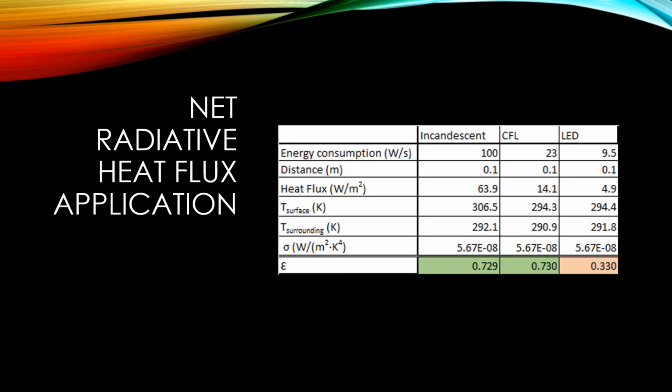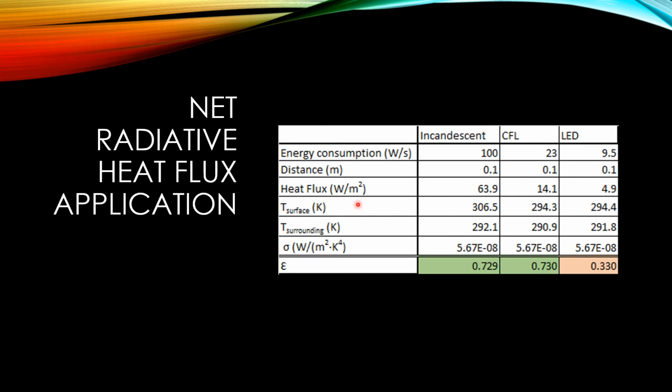So here we have the results from the 3 different light bulbs. The first row is the energy consumption right here, showing the different energy consumption for each light bulb. As you can see, incandescent's at 100, which is a lot more than all the other ones. Next, we have the distance for each light bulb. They're all placed 0.1 meters away from the light bulb. Next, the heat flux. What I did for the heat flux was I averaged the values throughout the 10 minutes of running the data, and these are the values that I received.